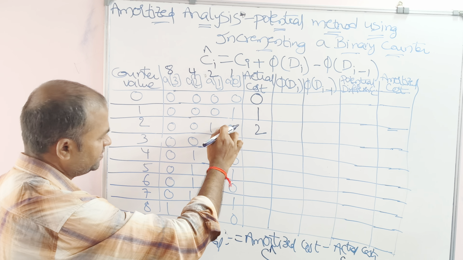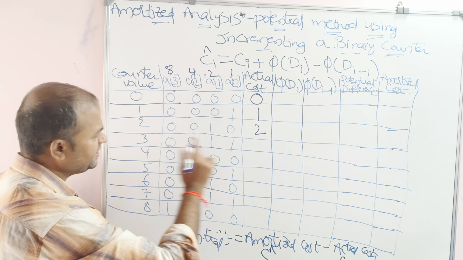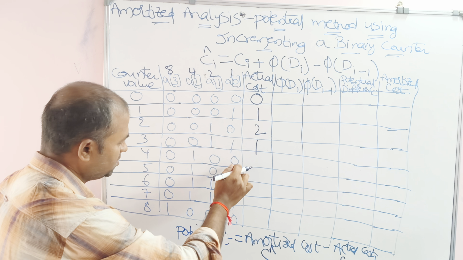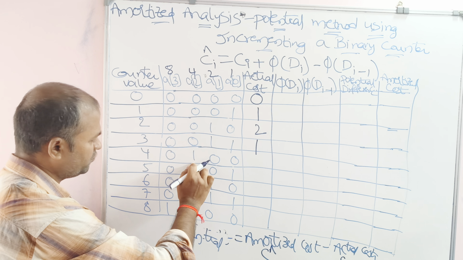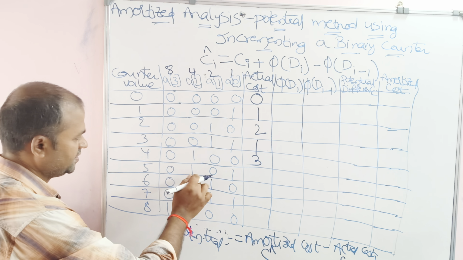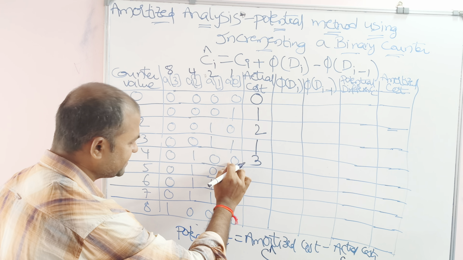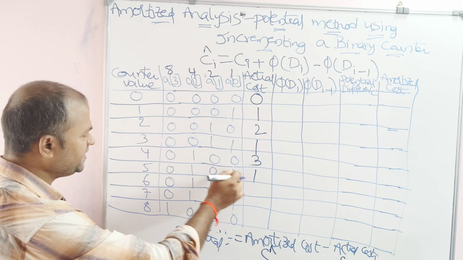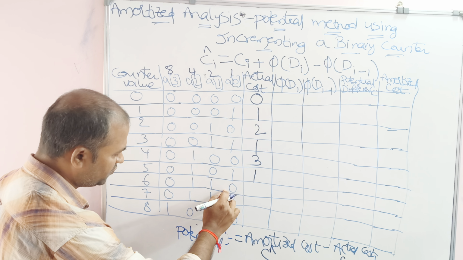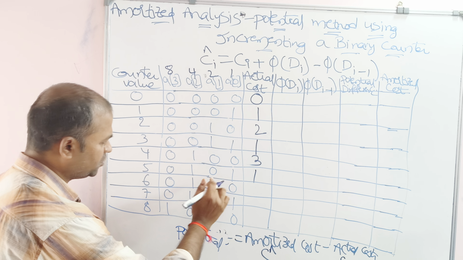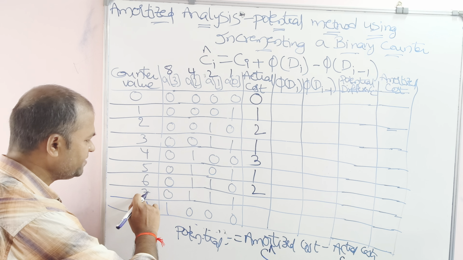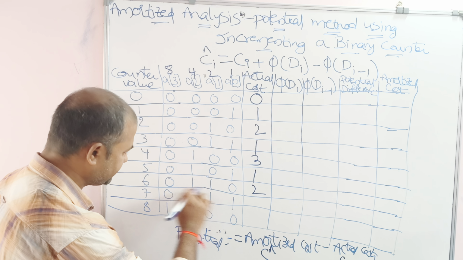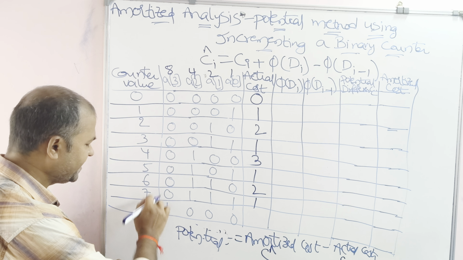Next, 3 means 2 to 3. How many changes are there? Here we have 1 change, and the remaining 3 bits are the same. Next, 4 means 3 to 4. How many changes? 1 to 0, 1 to 0, 0 to 1, so 3 changes. Next, 5 means 4 to 5. Only 1 change, and the remaining 3 bits are the same. Next, 6 means 5 to 6. 1 to 0 is 1 change, 0 to 1 is another, so 2 changes. Next, 7 means from 6 to 7. 0 to 1 is 1 change, and the remaining 3 bits are the same. 8 means 7 to 8.